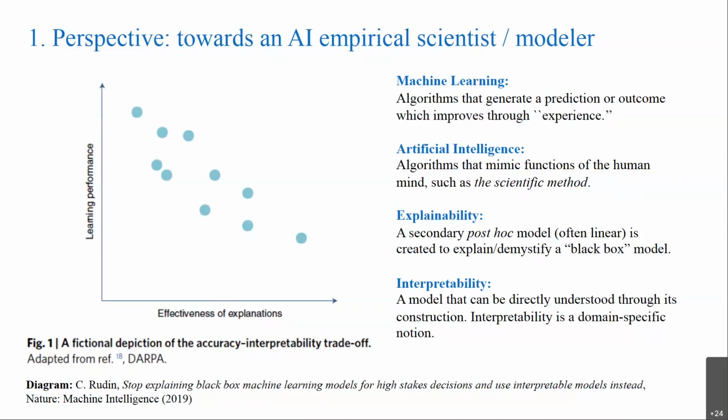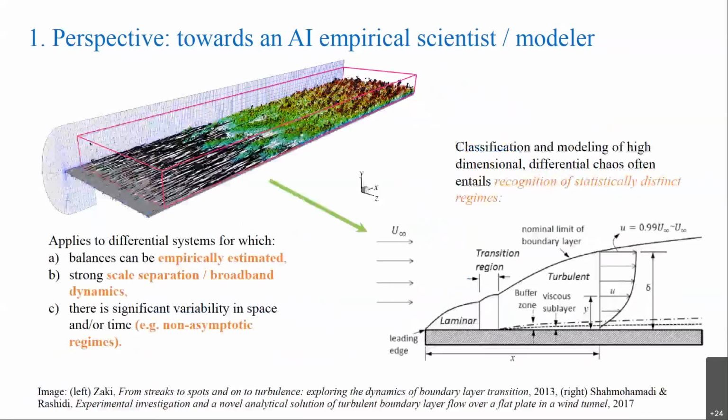So the idea behind this work is to say, let's start at square one and see if we can reproduce basic scientific tasks with AI. So in this case, it's empirical leading order analysis.